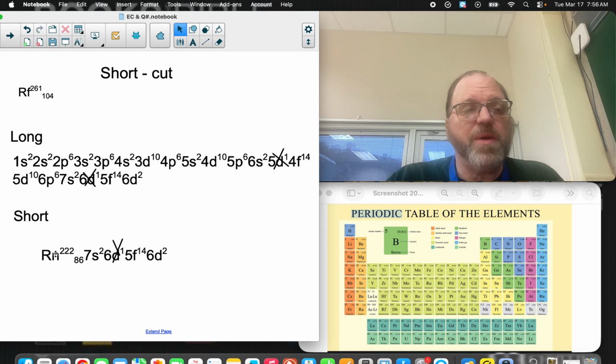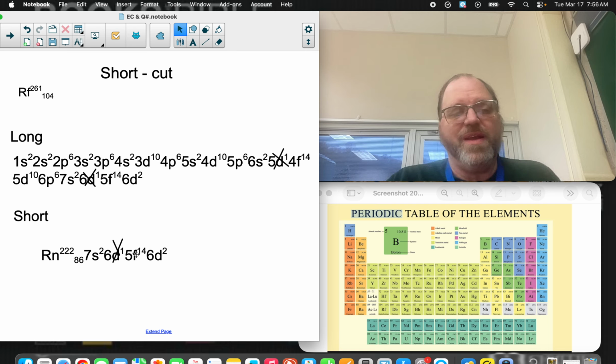And so basically we take everything up to 7s2 and include that in Rn 222 over 86. We get that right there. That's the shortcut method. And again, you can check that as well: 86 plus 2 plus 14 plus 2, that's 104 electrons.